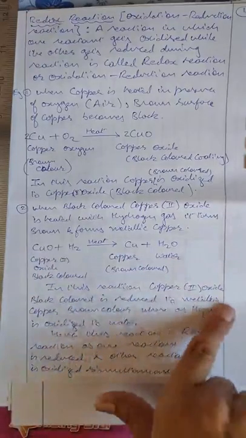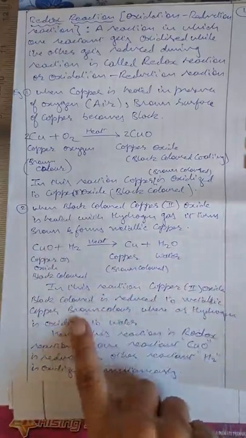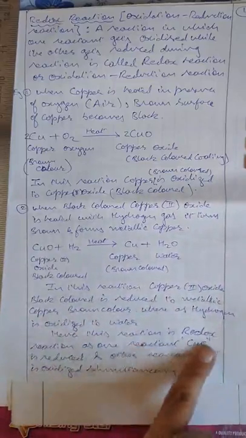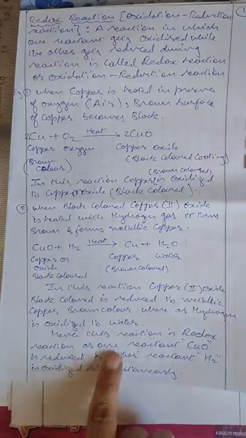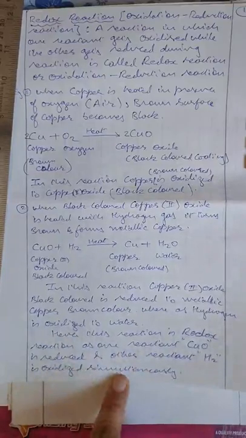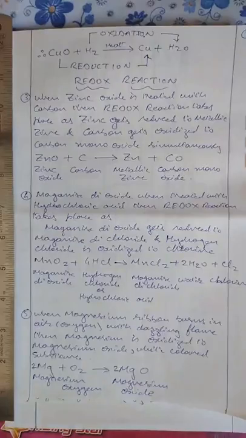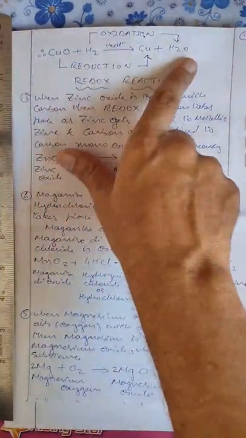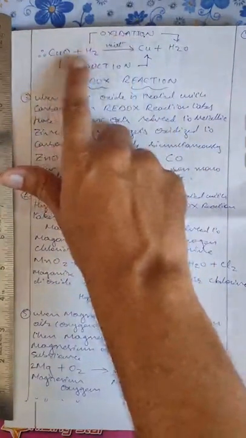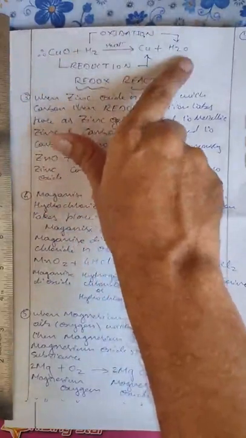In this reaction, copper(II) oxide, black colored, is reduced to metallic copper, brown colored, whereas hydrogen is oxidized to water. Hence this reaction is a redox reaction. In the reaction, one reactant, copper oxide, is reduced and the other reactant, hydrogen, is oxidized simultaneously. See, I have written the combined reaction. Copper oxide plus hydrogen will give copper plus water. Hydrogen is getting oxygen added, hence oxidation. Copper oxide is losing oxygen, hence reduction. So this arrow shows copper oxide is reduced to copper. This arrow shows hydrogen is oxidized to water.